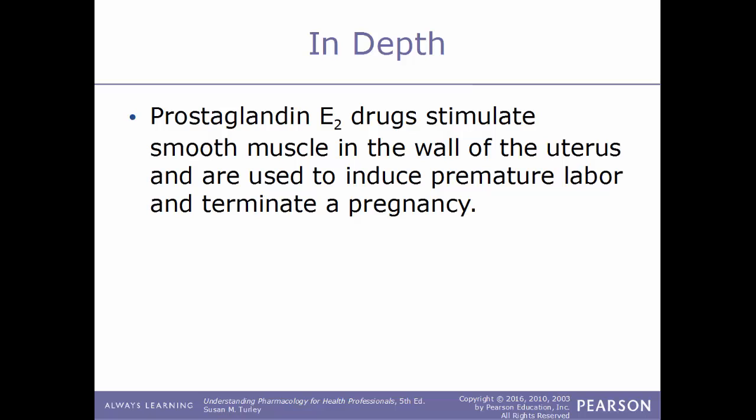Prostaglandin E2 drugs stimulate smooth muscle in the walls of the uterus and are also used to induce premature labor and to terminate a pregnancy. Okay, that brings us to the end of chapter number 7 in our video series on pharmacology. We will continue our course with our next video on chapter number 8, gastrointestinal drugs.